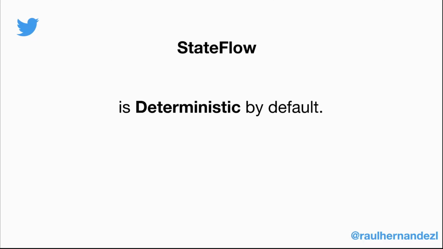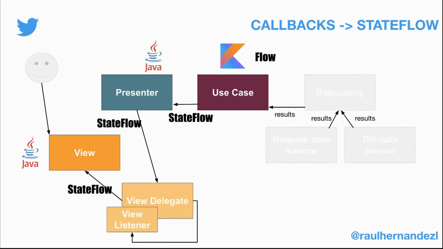And that means that it's going to be deterministic by default, because if we only change StateFlow in one place and we are going to read it anywhere else, then we are making sure that our systems are deterministic. So basically, maybe changing this from the use case to the presenter, extending that to the view through the different stakeholders.